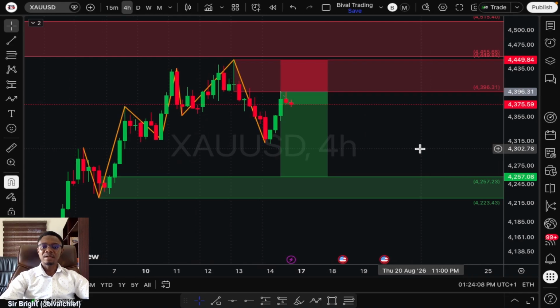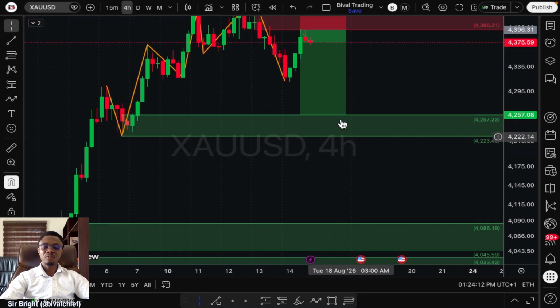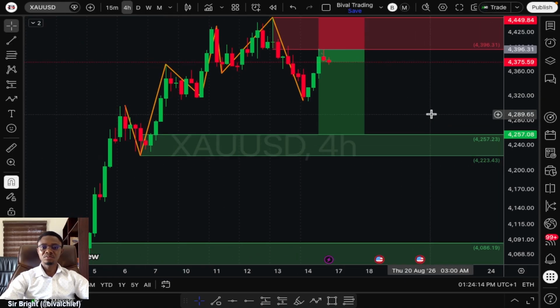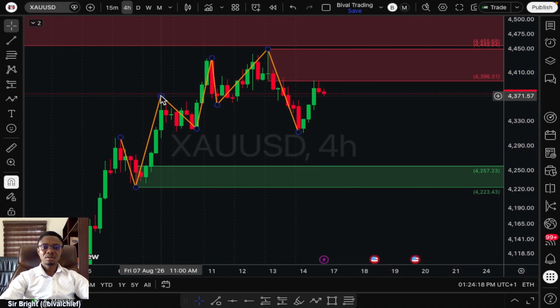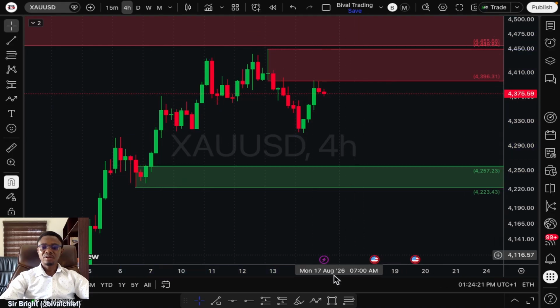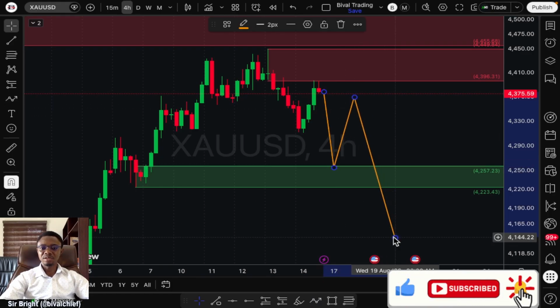Right now my first target is this demand zone here before I may look for a possible continuation to the downside. So next week, in case you are not yet in this trade, what you need to do is observe if price should break out to the downside to this demand zone. Any newly created supply might give us a continuation to the downside.